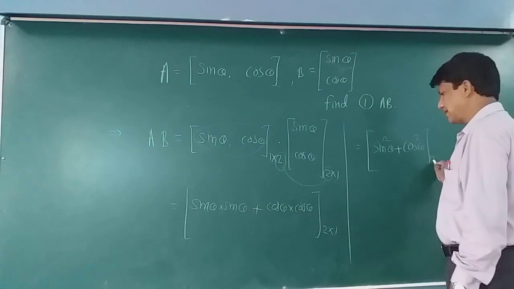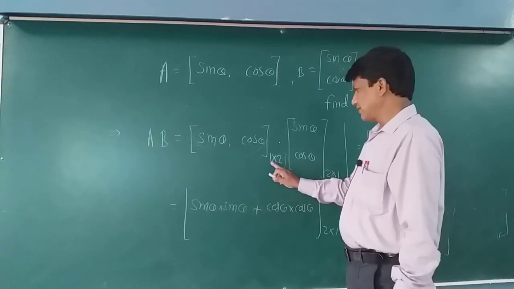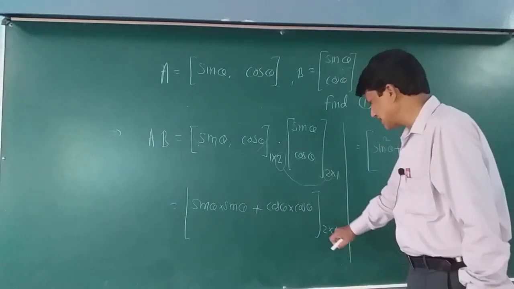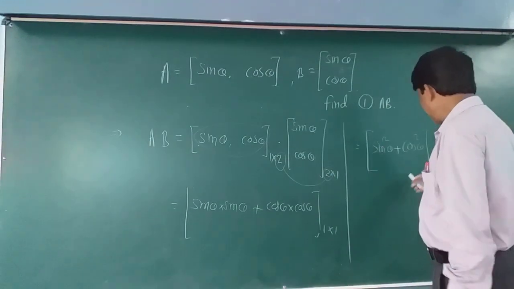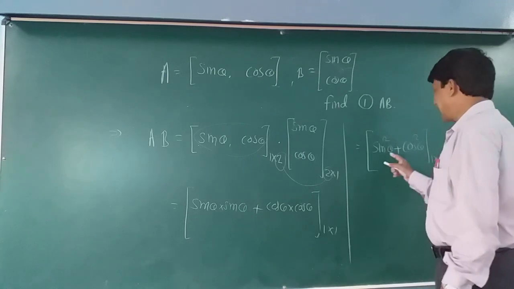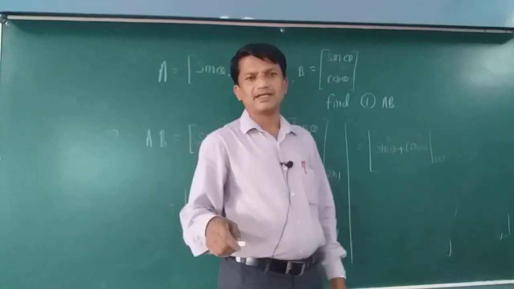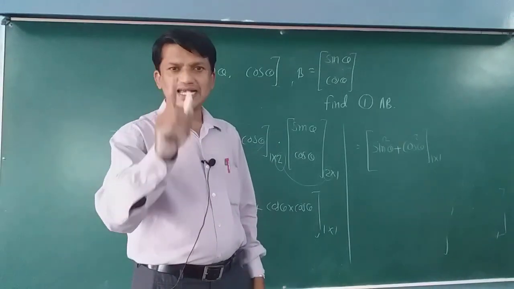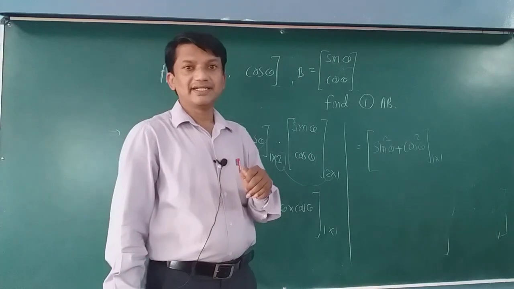What will the order be? Look here, order 1 by 2, 2 by 1. The resulting answer will be 1 by 1. Here first and here first. Here also 1 by 1. And we know in our trigonometric topic, what is the answer? Sin square theta plus cos square theta is equal to 1.